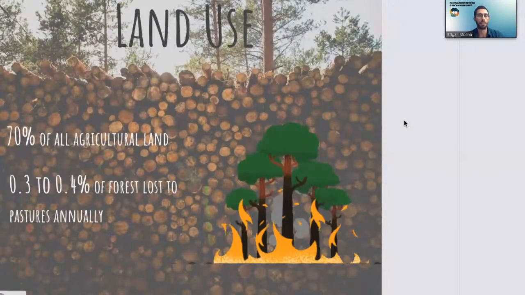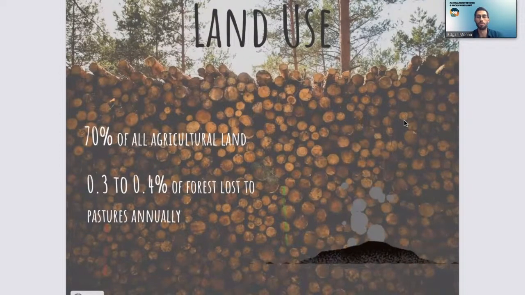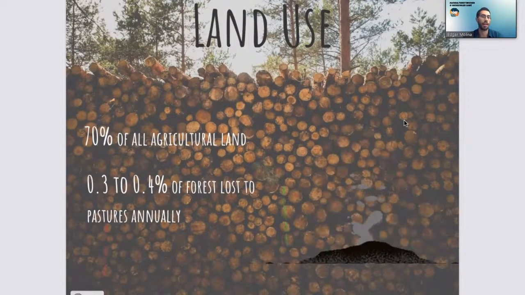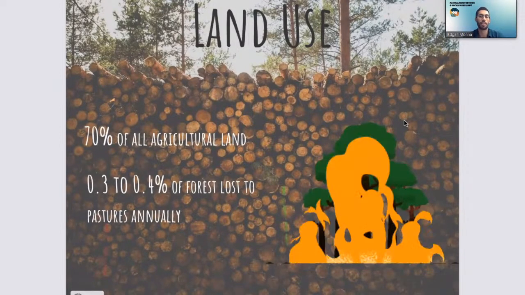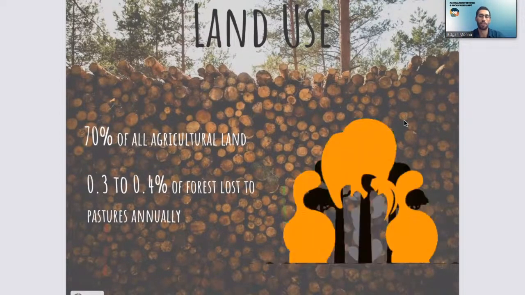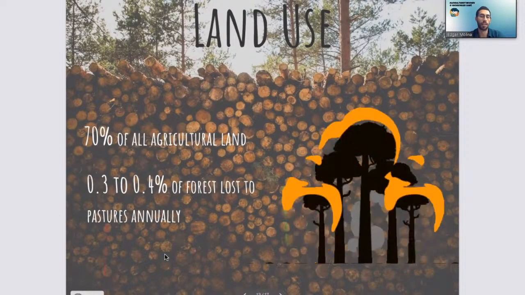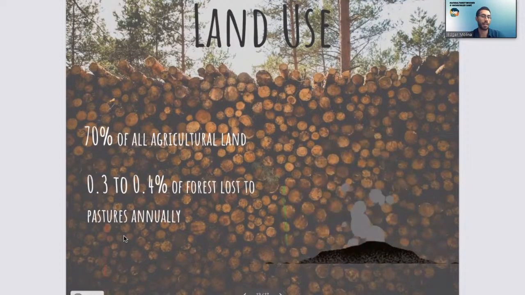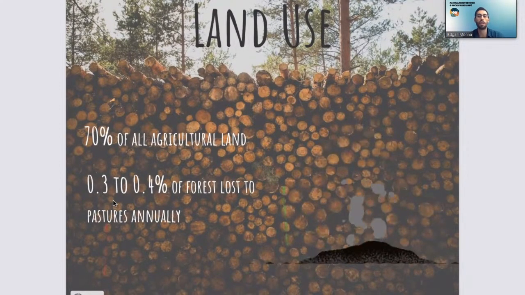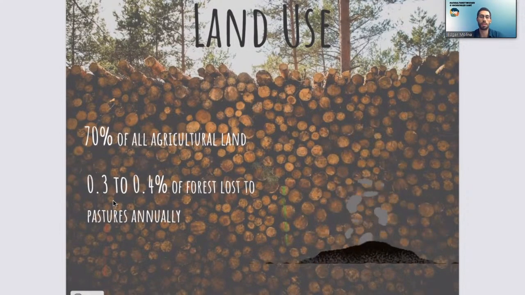Again, we have the sustainability problem with land use. It's not very sustainable to grow a cow because it needs a lot of space, or pigs need a lot of space. And 70% of all agricultural land is used just for these livestock. We know that there are some areas where we cannot grow some crops, but nevertheless, a lot of it is taken in the Amazon or in Africa. About 0.3 to 0.4% of the forests are lost annually just to pastures. So these sensitive places are taken off just for us to be able to grow cattle.